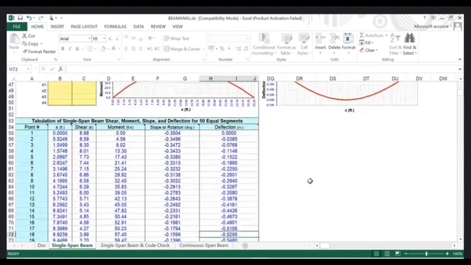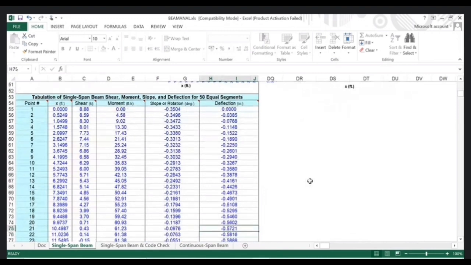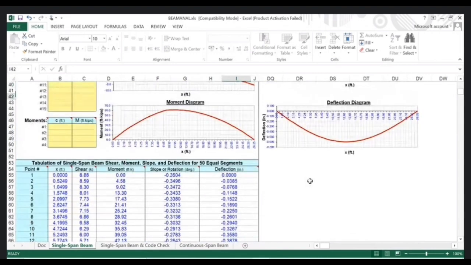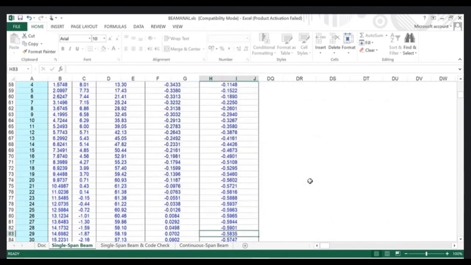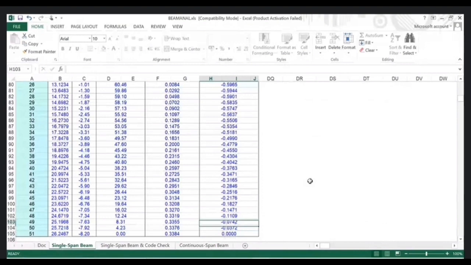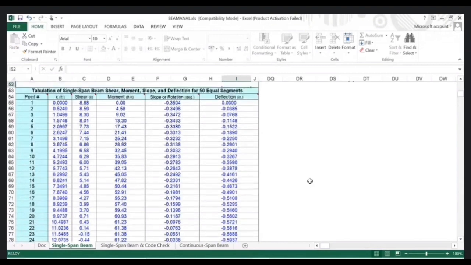Then we can analyze our beam in the finite element method. For the finite element method, we have to divide our beam into different spans, different nodes. So here the beam is already cut into 51 nodes. On the 51 nodes, we get the values of shear, moment, slope, and deflection here.